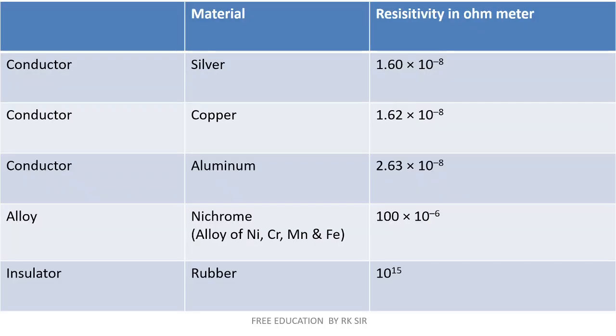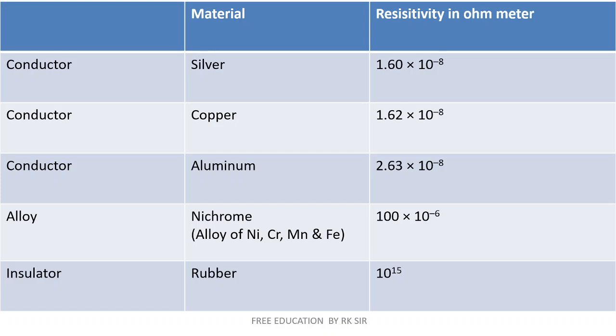Now let us see the resistivity. You can see there are three conductors: silver, copper and aluminum. Silver and copper have almost similar resistivity, so it's better to use copper than silver, right? The cost will be very low, and there isn't a very high difference of resistivity. Aluminum has 2.63 into 10 raised to minus 8, but see the resistivity of the alloy of nickel, chromium, manganese and iron, that is nichrome.